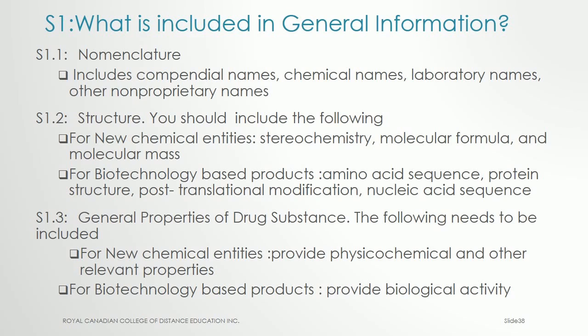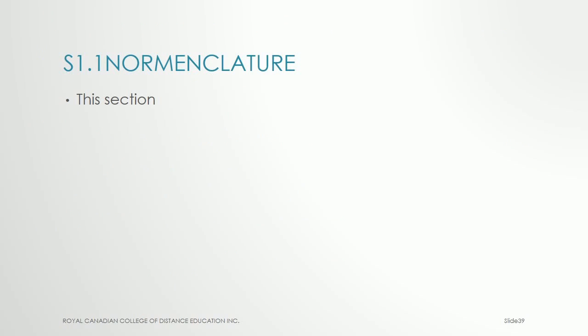General properties of drug substance. The following needs to be included. For new chemical entities, provide physicochemical and other relevant properties. For biotechnology-based products, provide biological activity. S1.1 Nomenclature. This section is variable and includes compendial names, chemical names, laboratory names and other non-proprietary names. S1.2 Structure. This section is variable as it depends on the particular drug.